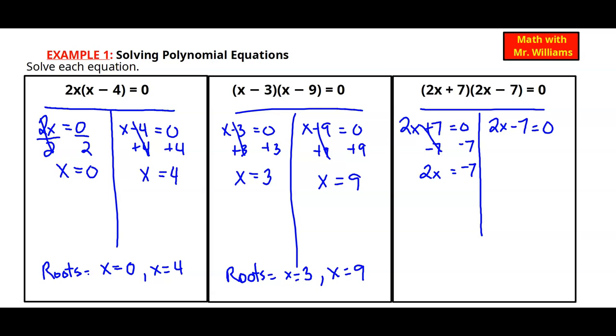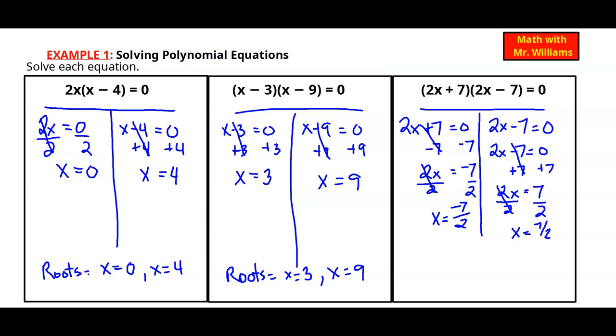Now, I can't have the 2 there, so I need to divide by 2 on both sides. So x equals negative 7 over 2 as an answer for one of them. And then I'm going to the next one, so we have 2x minus 7 equals 0. Instead of subtraction, I'm going to add 7 to both sides, giving me 2x equals 7. Divide by 2 again. And x this time equals a positive 7 over 2. So my roots in this case are x equals negative 7 over 2 and x equals 7 over 2.